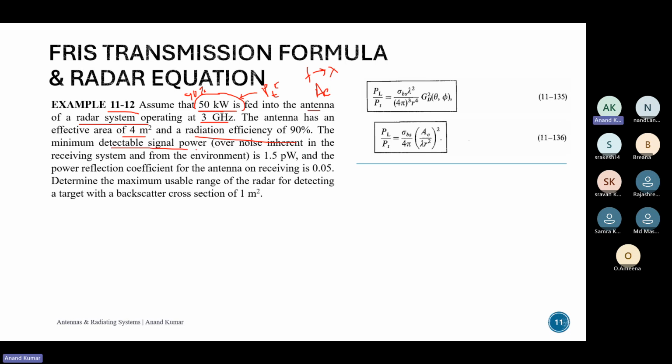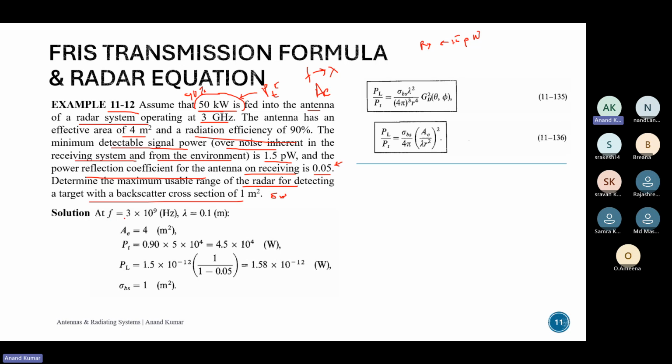The minimum detectable signal power over noise inherent in the receiving system from the environment is 1.5 picowatt. So in this case the receiver must receive 1.5 picowatt of power, and the power reflection coefficient of the receiving antenna is 0.05. So we have some mismatch as well. Determine the maximum usable range of the radar for detecting a target with backscatter cross section of 1 meter square. And now we have the sigma backscatter as well. So let's start solving this.